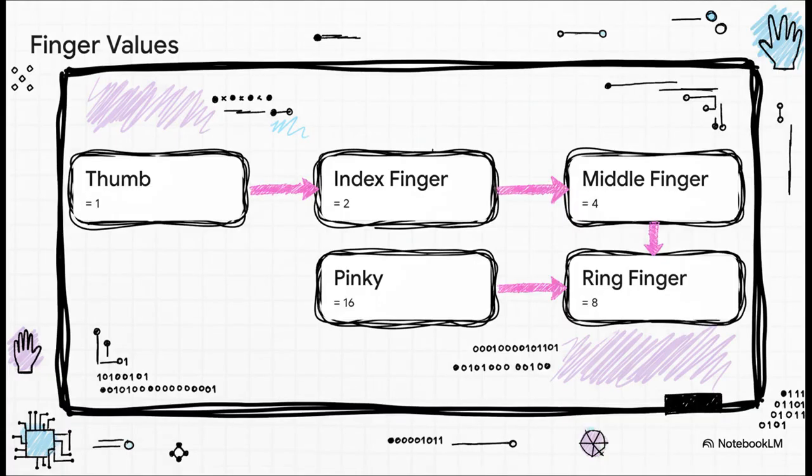Okay, here are the new rules. Your thumb, that's worth 1. Your index finger is 2. The middle finger is 4, ring finger is 8, and your pinky is a whopping 16. See that pattern? Each finger is just double the value of the one before it. We're talking about the powers of 2 here, and this is absolutely fundamental to how this whole thing works.